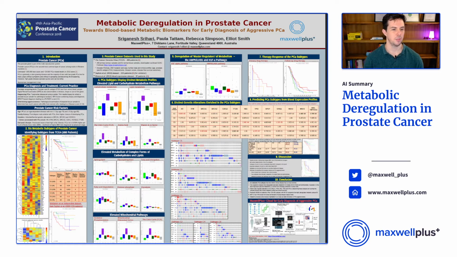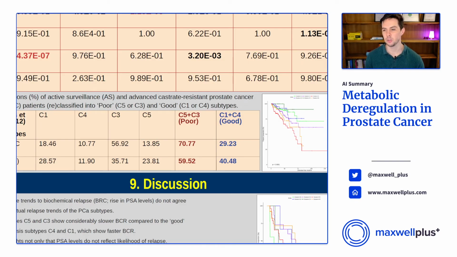So we looked at a third data set of 97 patients and used a similar clustering algorithm to try and find the same groups. And in the end, we did find those same groups. We used the blood-based markers to be able to differentiate them, and we were able to find the same C5 and C3, these clusters that had radically different metabolic pathways, and ultimately showed that they had poor survival in both active surveillance cohorts and were more likely to demonstrate advanced castrate-resistant prostate cancer.